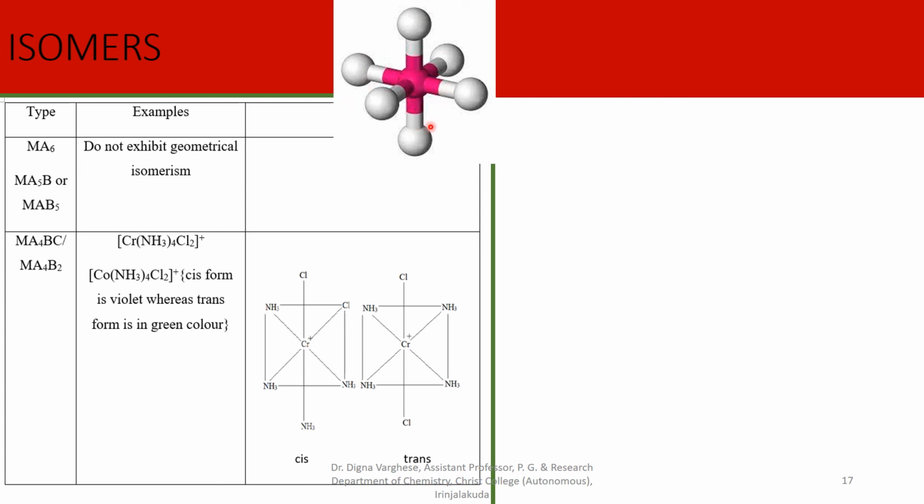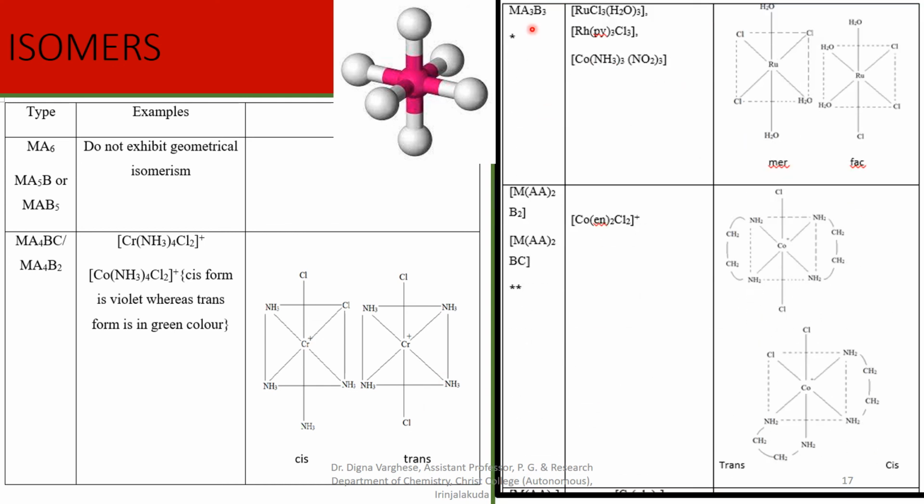Here you can see the example chromium tetraammine dichlorido complex. The cis form is violet, whereas the trans form is green in color. In the cis form, the two chlorine atoms are on the same side. When the two chlorine atoms are on opposite sides, that is trans, in green color. Next is Ma3b3, for example RuCl3(H2O)3, Rh(py)3Cl3, Co(NH3)3(NO2)3. In this case, mer and facial isomers are possible. In the mer isomer, the three ligands and the metal atom are in one plane, or two of the ligands are on opposite sides. If the three ligands make an equilateral triangle, that is the facial isomer.